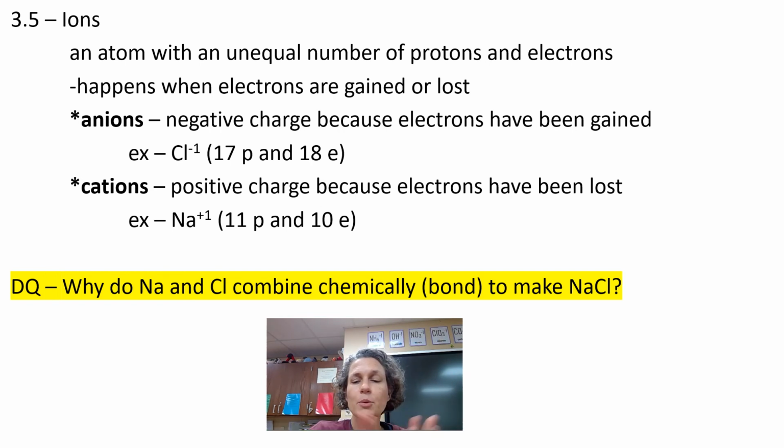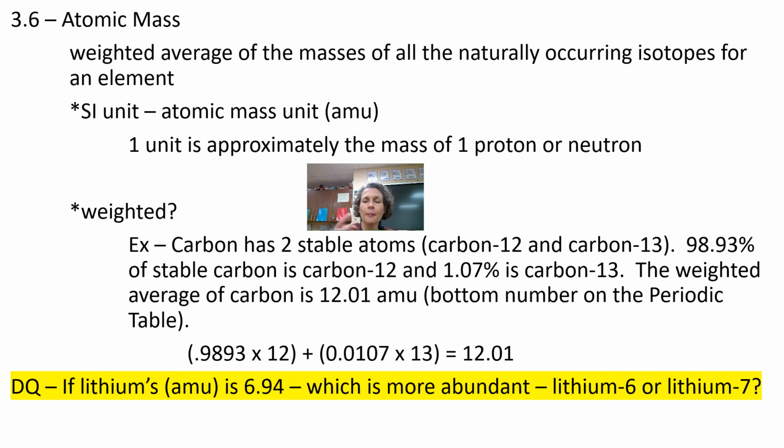Okay. And we'll talk way more about that and the point of that. But that's an anion and a cation. All right, last thing, atomic mass. Atomic mass is defined as the weighted average of the masses of all naturally occurring isotopes for an element.